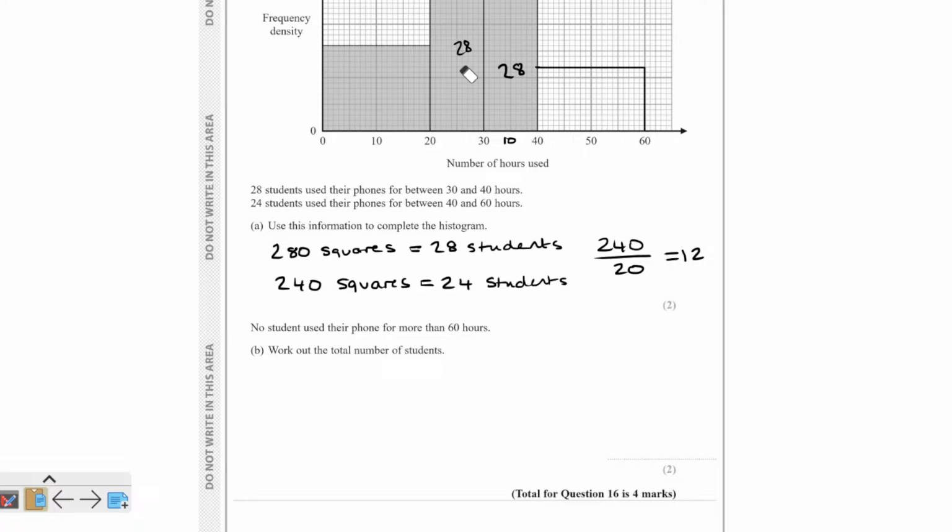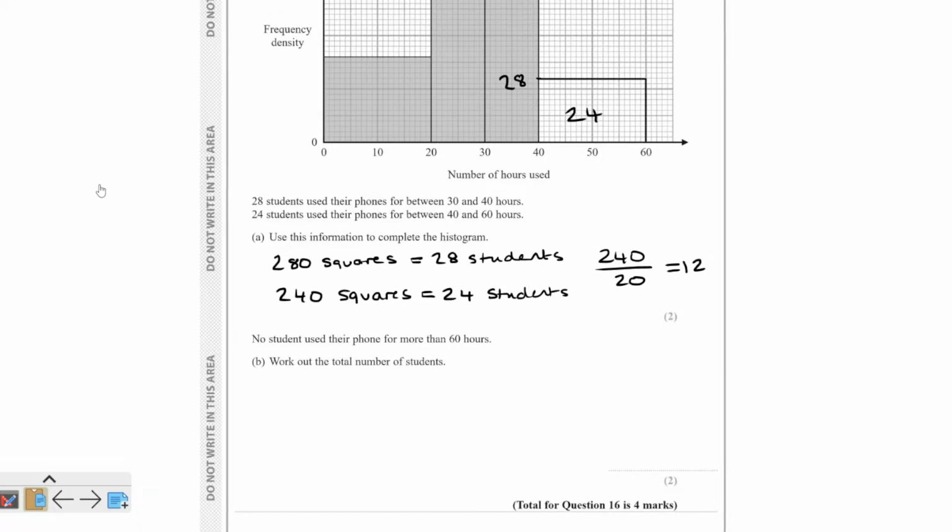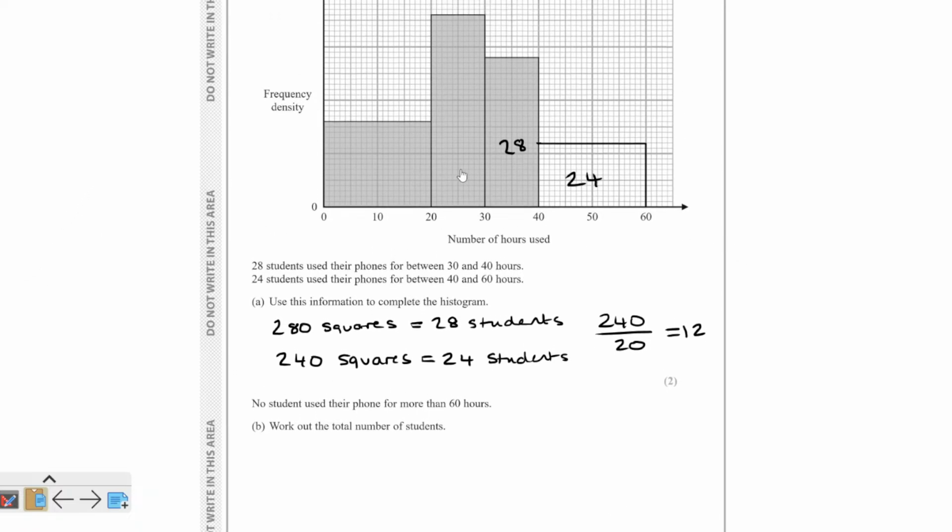Okay, well, let me rub out that. So we know that this is 24, isn't it? We know that the middle one here is 28. That means that I just need to work out the other two bars. So we already know that one student is equal to 10 squares. 10 squares is one student, isn't it? So we can just work out how many squares are in both of these.